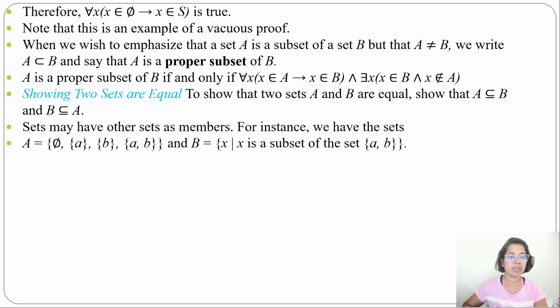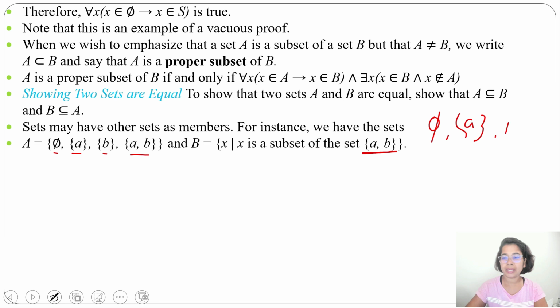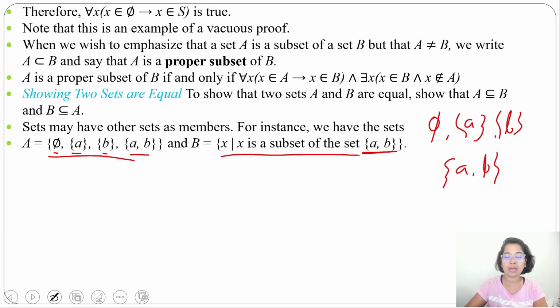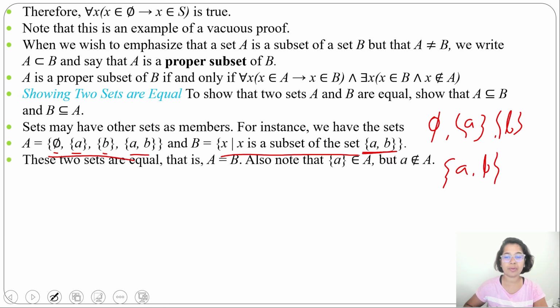Let's take an example. We have a set A that contains phi, then {a}, {b}, and B contains x such that x is a subset of the set {a, b}. So all subsets of {a, b} will be phi, then {a}, {b} and {a, b}. These all things are present in A. So you can say A and B both are equal. Both are represented in different ways. This is the roster method, this is the set builder method, but both contain the same elements, that's why A equals B. We can say A is a subset of B and B is a subset of A.